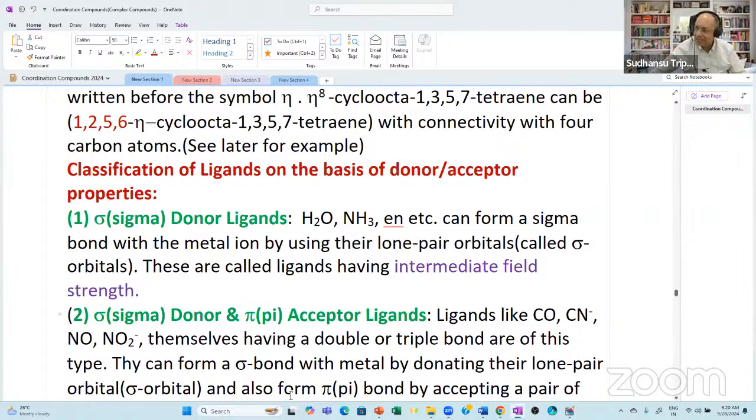And also you can classify ligands in three different ways that will be used later when we study metal ligand bonding. One is called sigma donor ligands, like ammonia, water, having at least one lone pair to coordinate with the sigma bond. These are called sigma orbitals, present in a hybrid orbital that forms a sigma bond. So they are simple sigma donor ligands.